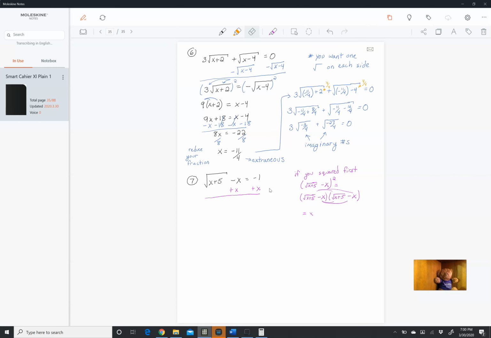So this would give you an x plus 5, because square root of x plus 5 squared is just x plus 5. But then we have minus x times the square root of x plus 5. That comes from here. And then another minus x times the square root of x plus 5. So the minus x, the first one comes from multiplying these two, and then the second one comes from multiplying these inner terms. And then we still have the last ones, which give us a plus x squared.